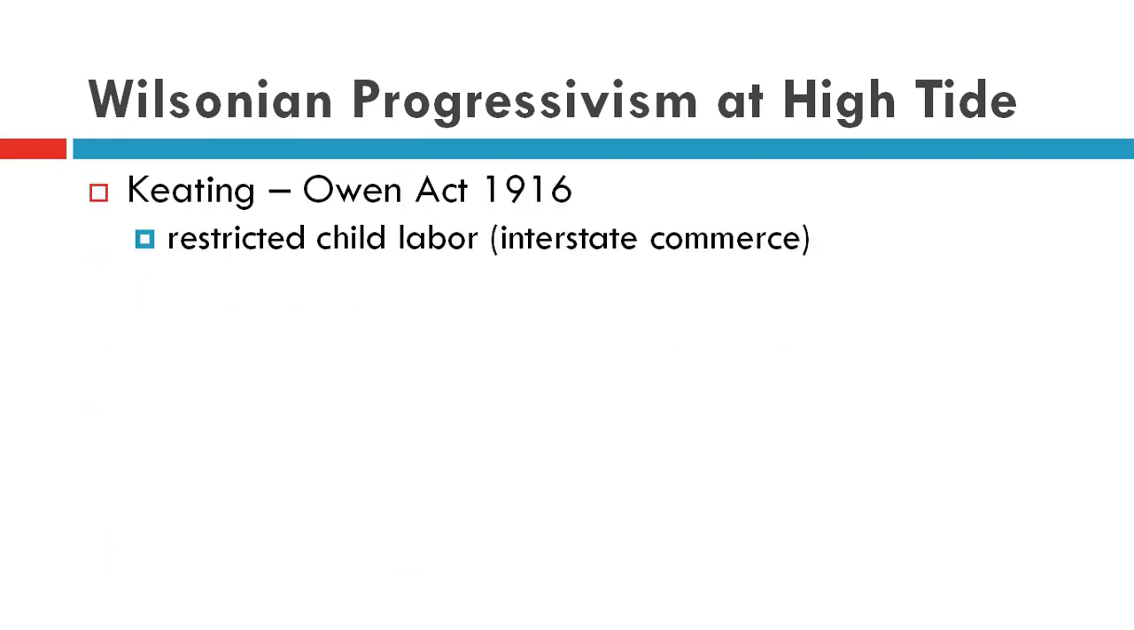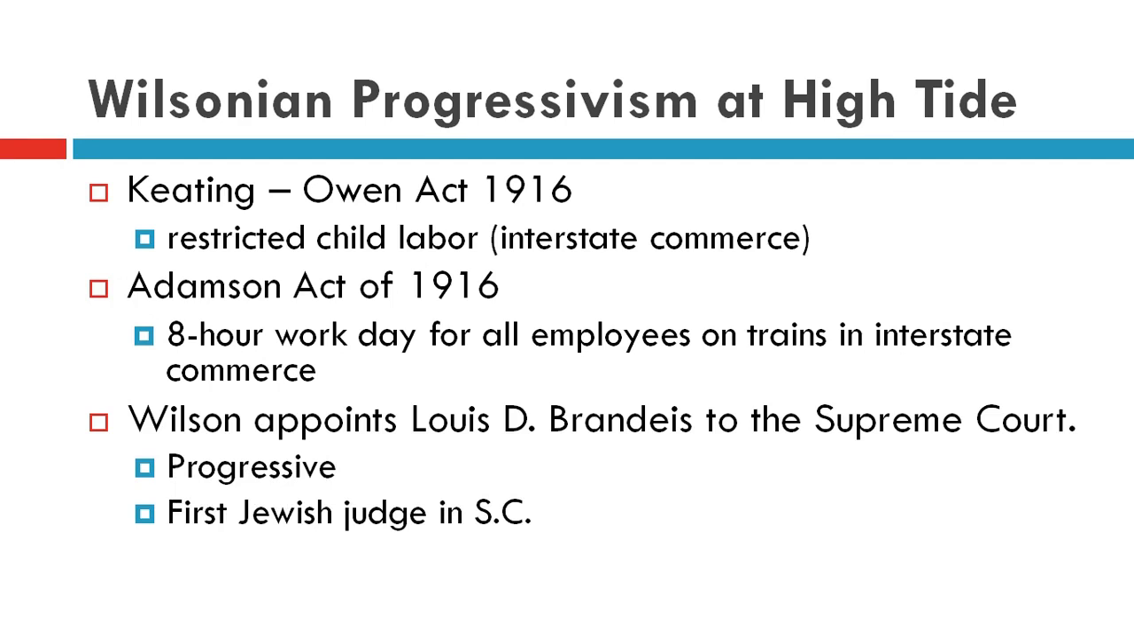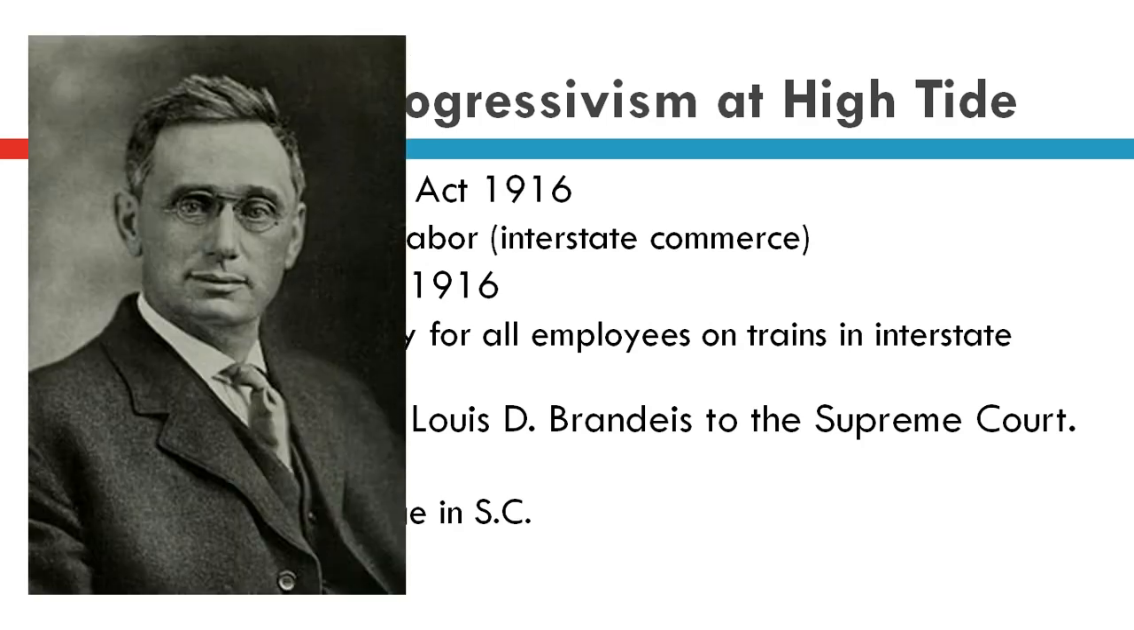How about more reform with the Keating-Owen Act in 1916, which really tried to protect children, and basically it made it illegal to ship goods across state lines that are made by child labor. And the Adams Act in 1916 created an 8-hour workday for all employees on trains that are involved with interstate commerce. Now, Wilson really does appeal to the progressives when he appoints Louis Brandeis to the Supreme Court. He's the first Jewish judge in the Supreme Court. You can see him here.